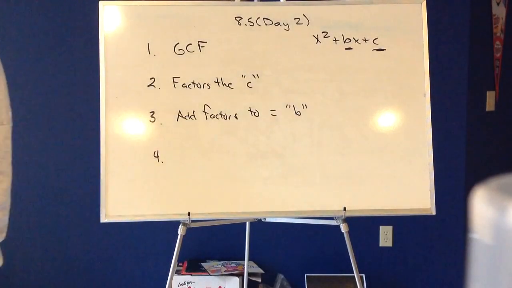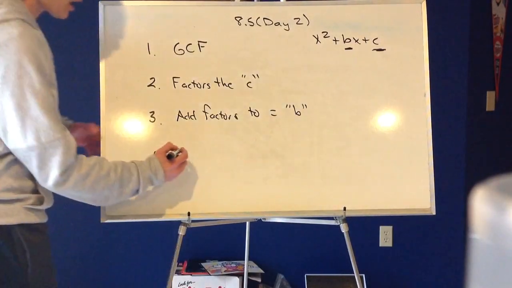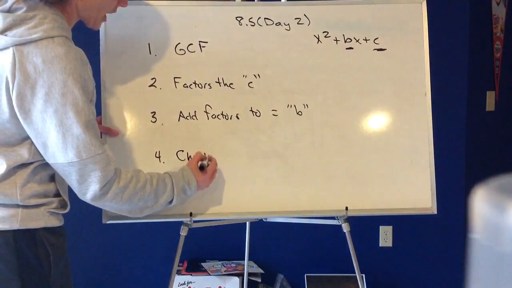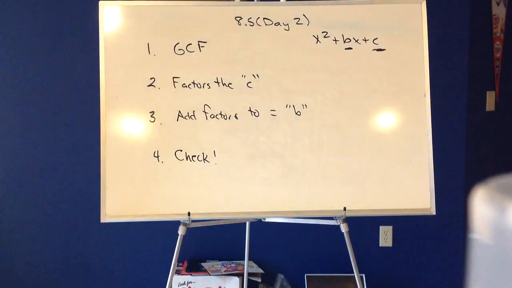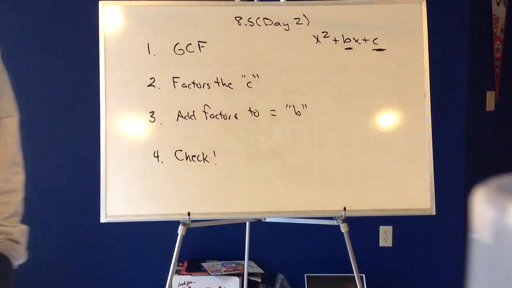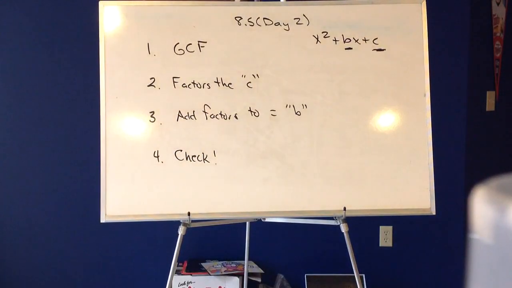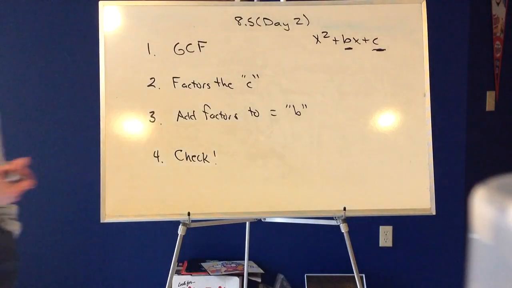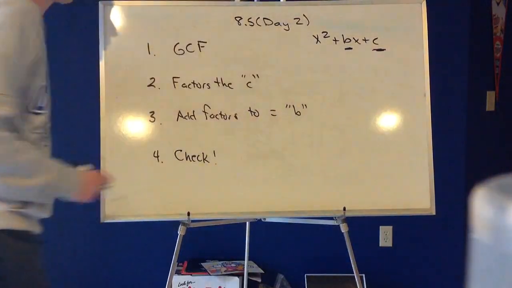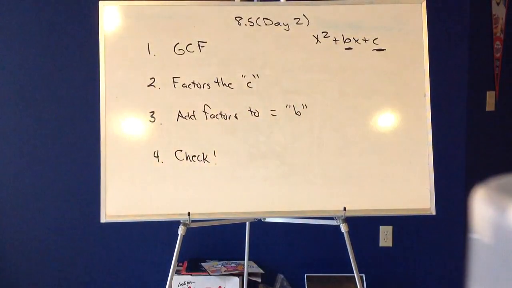And I'm going to add a fourth step. I know it's not on your notes, but the fourth step is we're going to check. Make sure you always double check that you did get the correct numbers, the correct factors. That's going to become even more important tomorrow when we actually add a number in front of the x squared. It's going to be essential that you check to make sure you did get the right combination.